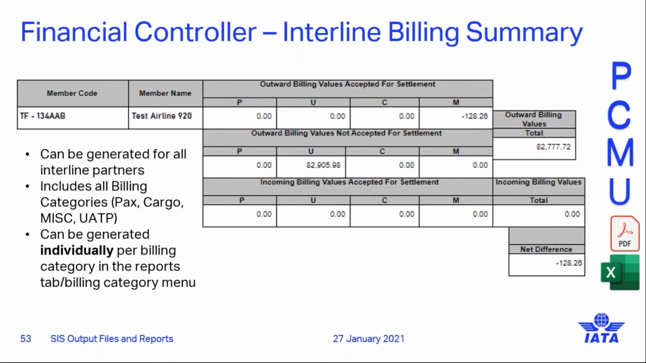In the Financial Controller, you can see all billing categories, but if you want the individual ones, you go into the individual billing category and you can generate it per each. Though, please note, if you do that, some of these do have a different name under each billing category, so please keep note of that.